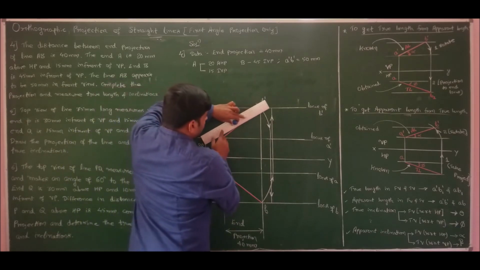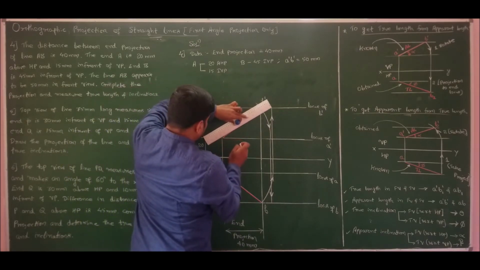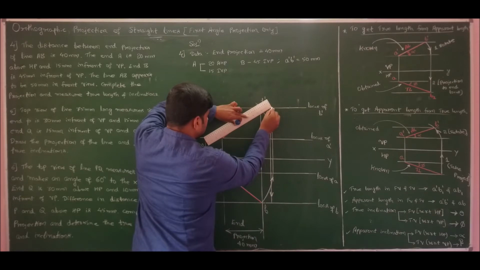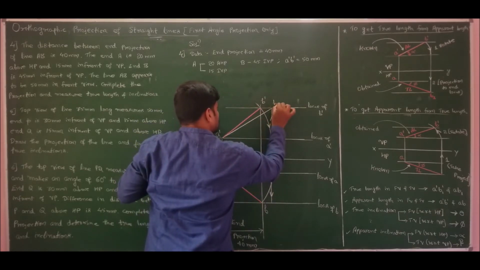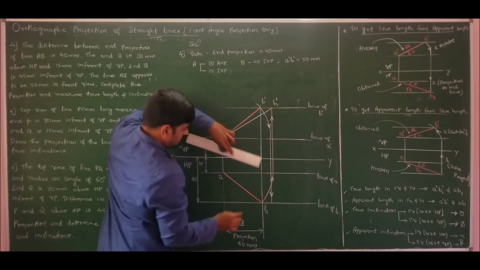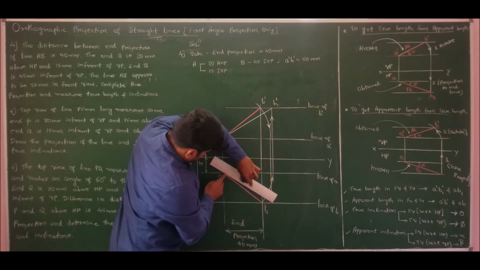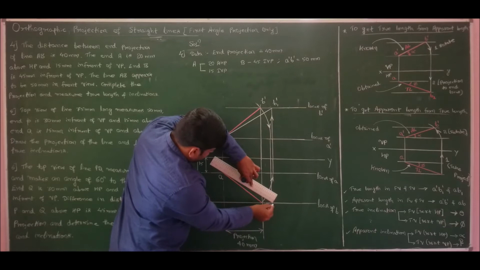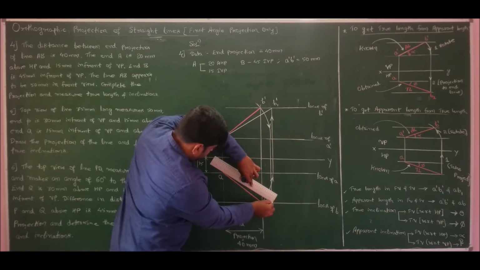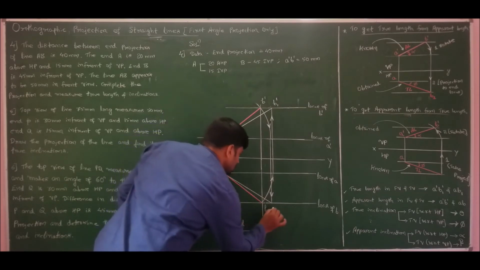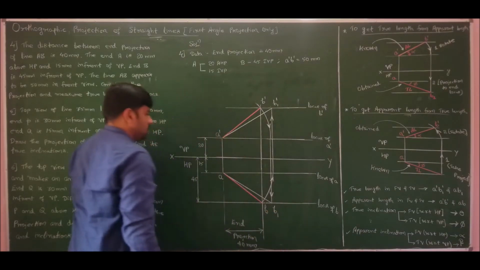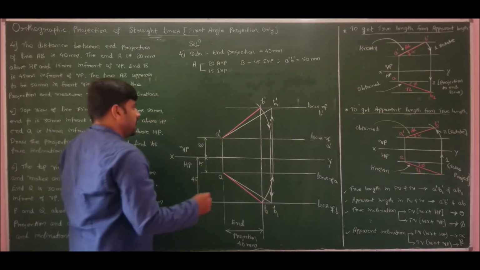So now if I join, these two should measure the same dimension. This is nothing but B1 dash. Yes, it is measuring the same length. So this is nothing but B1.